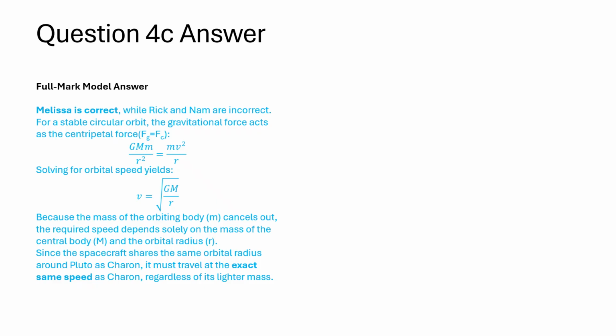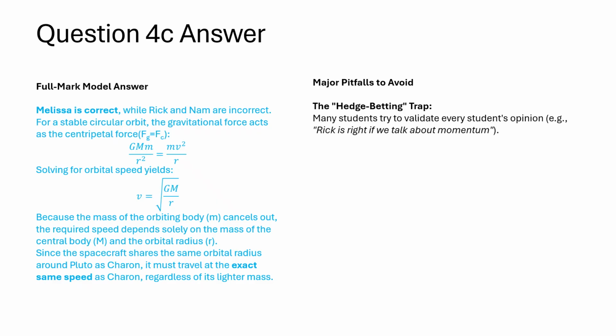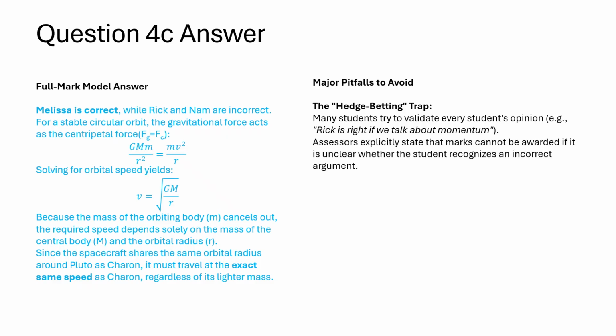Major pitfalls to avoid. The hedge betting trap. Many students try to validate every student's opinion, e.g., Rick is right if we talk about momentum. Assessors explicitly state that marks cannot be awarded if it is unclear whether the student recognizes an incorrect argument.